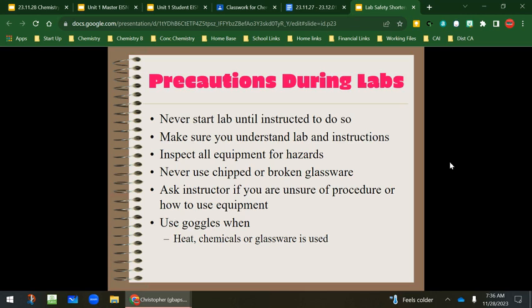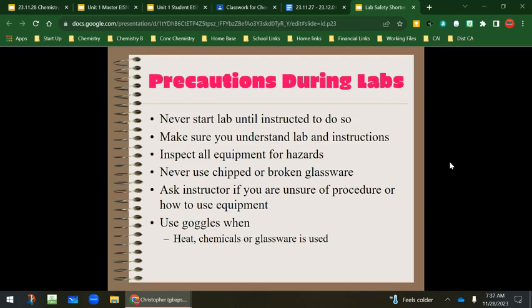Especially if we're doing a lab a couple days in a row. It is possible that something breaks and somebody leaves it there. If you get to it the next day and it's broken, please let me know and I'll get you a new one, okay? And believe me, glassware breaks. You do not have to do anything wrong. You don't have to be messing around. You don't have to do anything that screws up glassware.